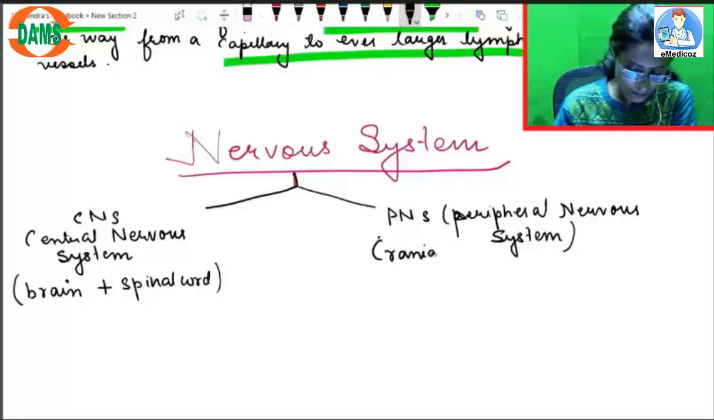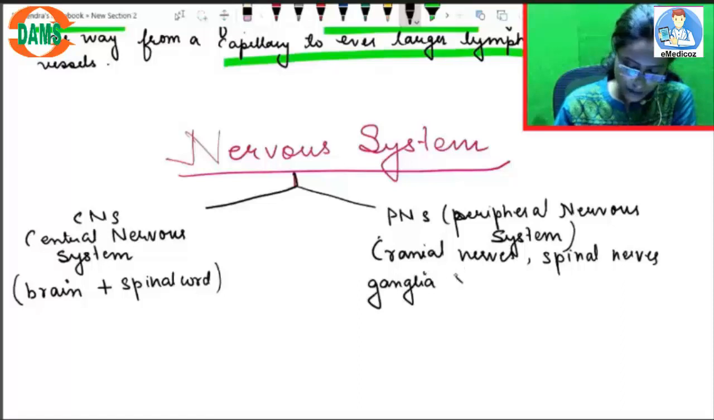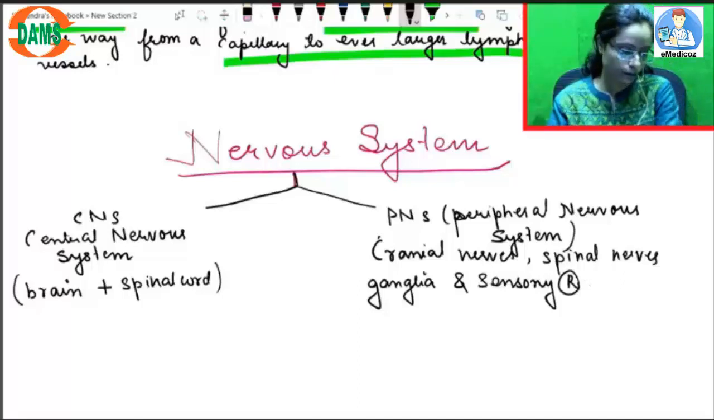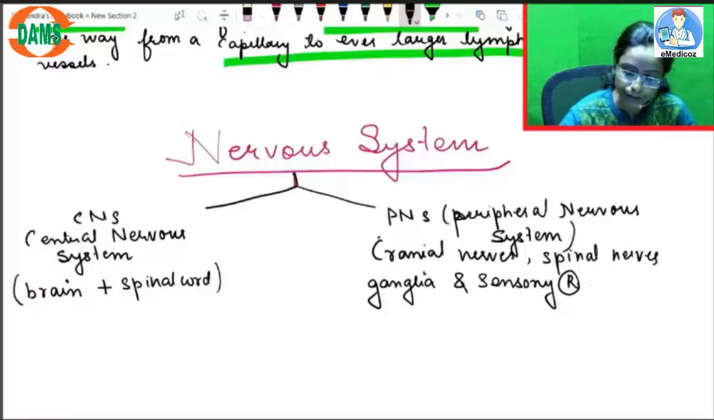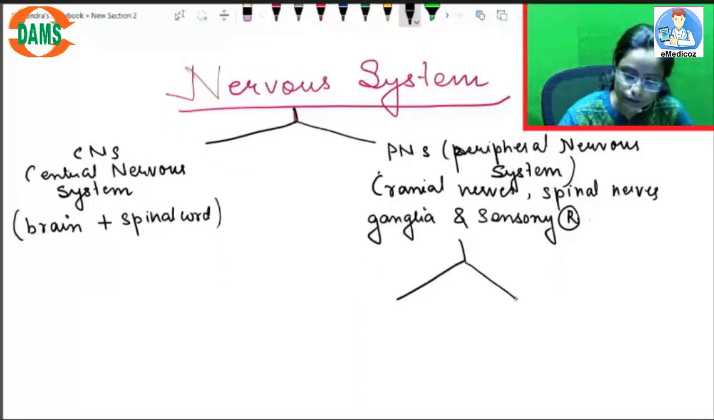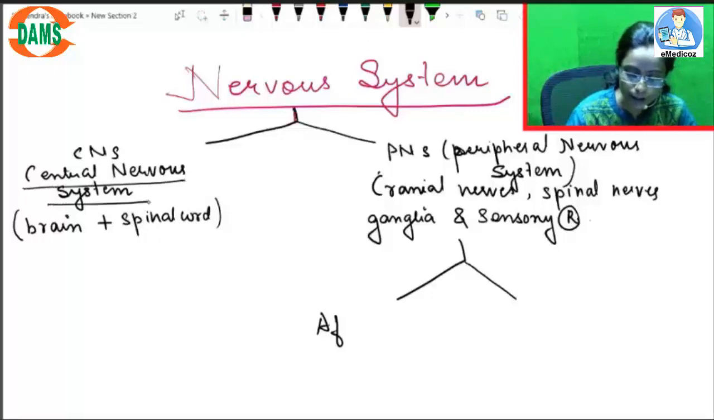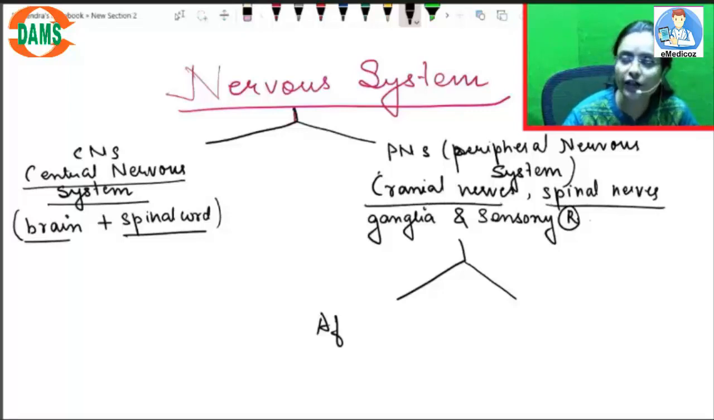The cranial nerves, spinal nerves, ganglia, and sensory receptor. Central nervous system is comprised of brain and spinal cord. Peripheral nervous system is comprised of cranial nerves, spinal nerves. Cranial nerves are all the nerves coming from the brain, spinal nerves from the spinal cord, ganglia, and the sensory receptors.